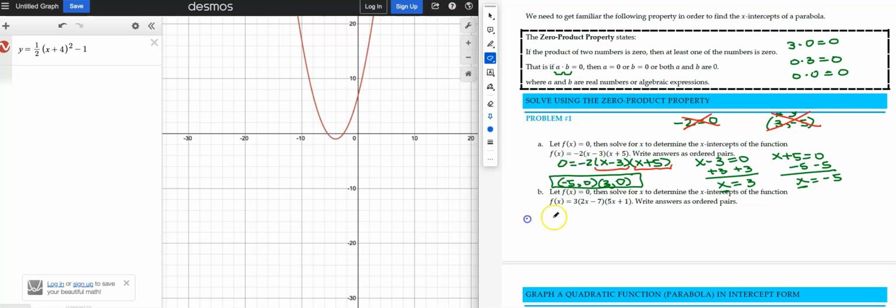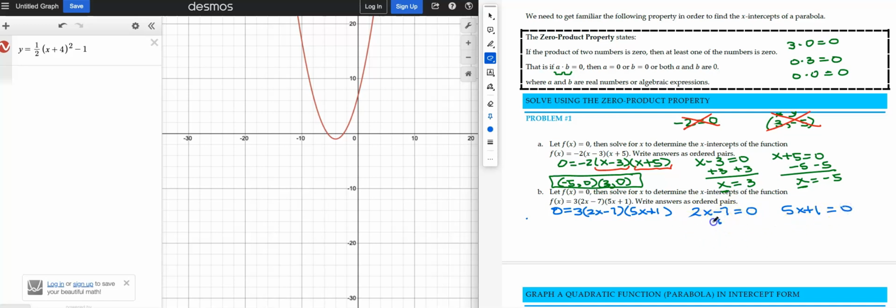All right, so now let's do this one. Again, we're going to put 0 in place of our f of x. We've got to set this equal to 0 in order to solve it. But again, that 3 out in front is nothing that we need to mess with. There's no x there to solve for. So let's just take those other two factors, the 2x minus 7, and put it equal to 0. And then 5x plus 1, put it equal to 0. And then let's solve these.